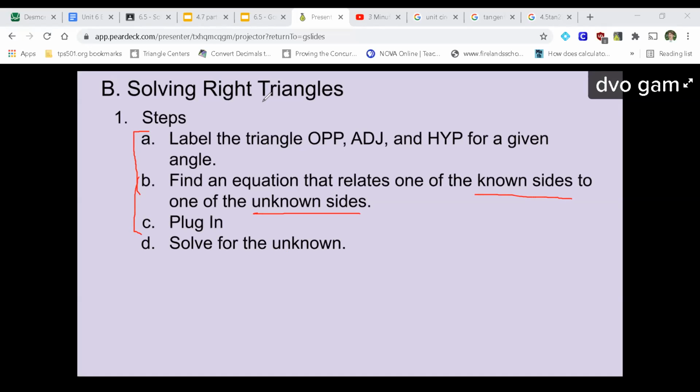So those steps A through C are pretty much what we've been doing for the last 2 weeks now? 3? This is the new thing that we're adding today, where we're actually going to go ahead and solve the equation that we've written for our missing side. So I'll give you a minute to write this down, and then we'll do some examples.